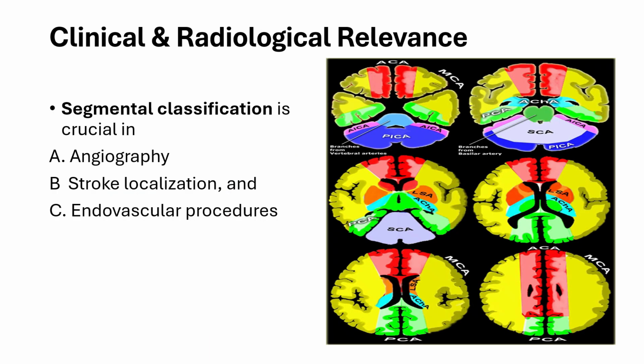Now the clinical and radiological relevance of the segmental classification is that it is very crucial in angiographic evaluation, stroke localization, and endovascular procedures for the treatment of stroke or any vascular pathology. So variations explain atypical stroke patterns and influence the surgical planning for management of intracerebral vascular pathology.